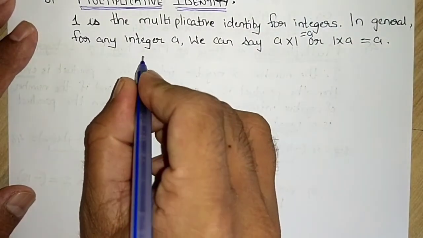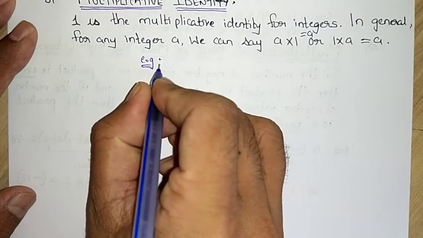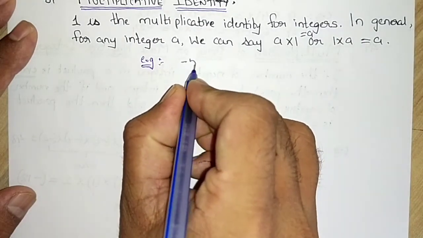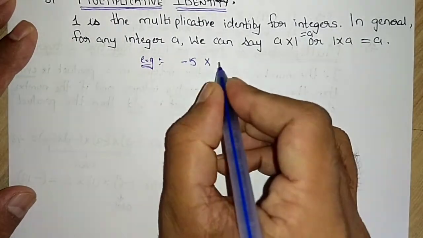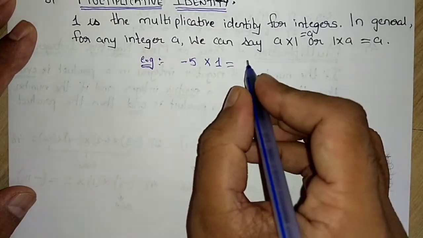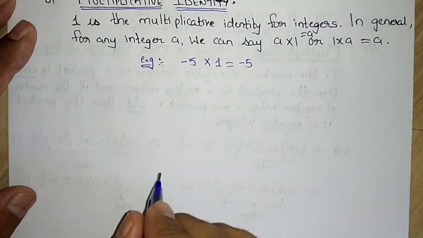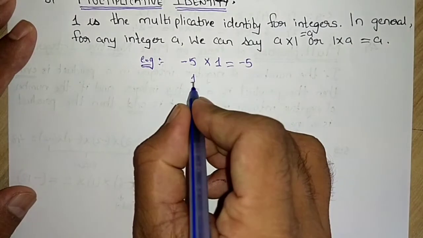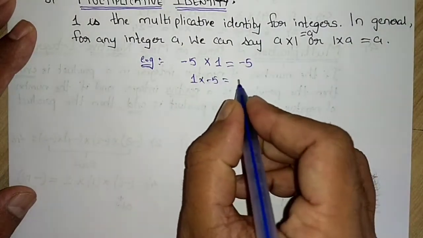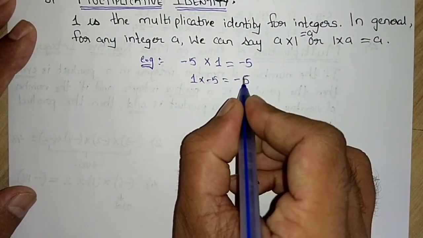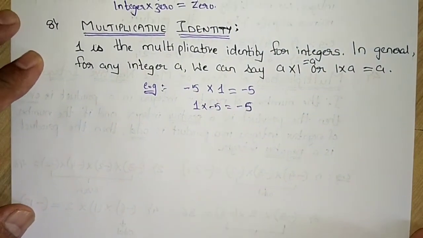Let me give you one example. Minus 5 is an integer. If I am multiplying with 1, I will get minus 5. Either I multiply 1 with minus 5, I will get always minus 5 only. This is known as multiplicative identity.